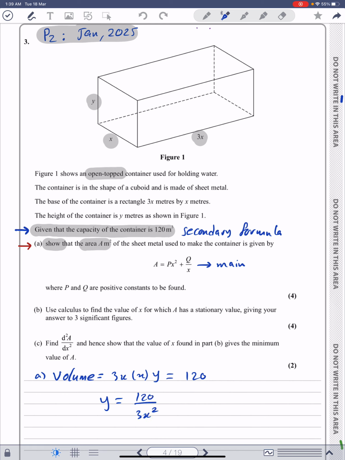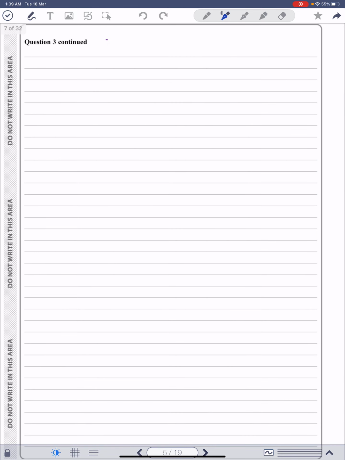Why we are doing this? Because we have to focus on this. We look at what the question wants every time. He wants A in terms of x only. Second step, we write what does A equal to.